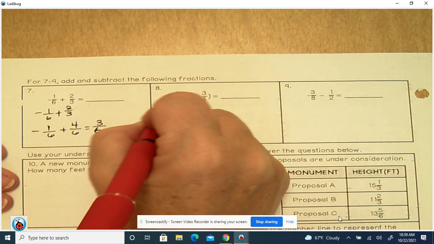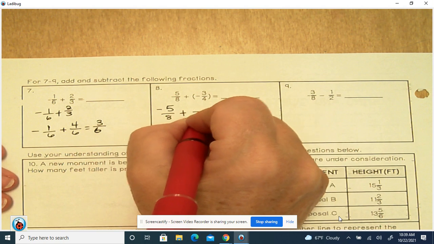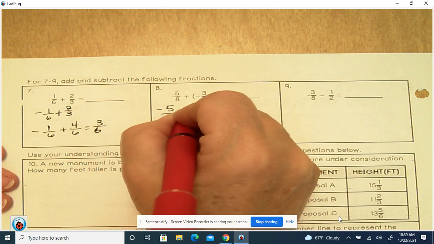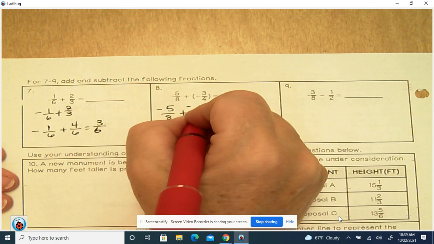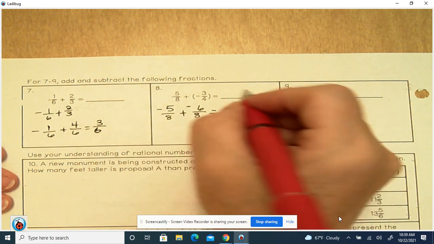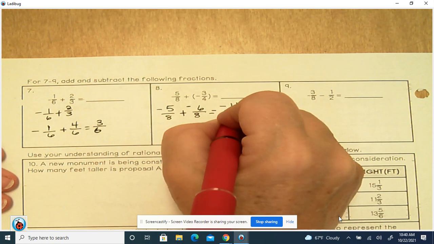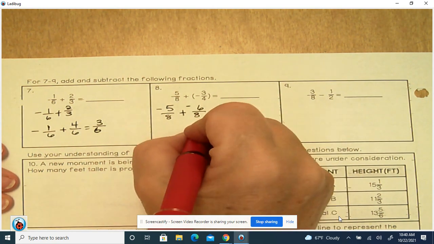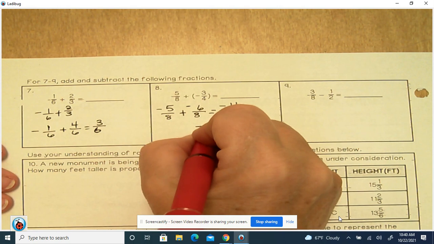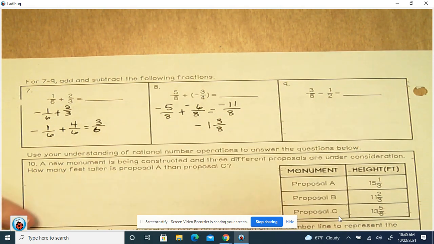Negative 5/8 plus, we're going to find a common denominator, which is 8, and that's a negative. 4 goes into 8 2 times. 2 times 3 is 6. We add those together. Same sign, add and keep. 6 plus 5 is 11. Denominator is 8. That's an improper fraction. How many 8s in 11 is 1, and how many is left over is 3/8.